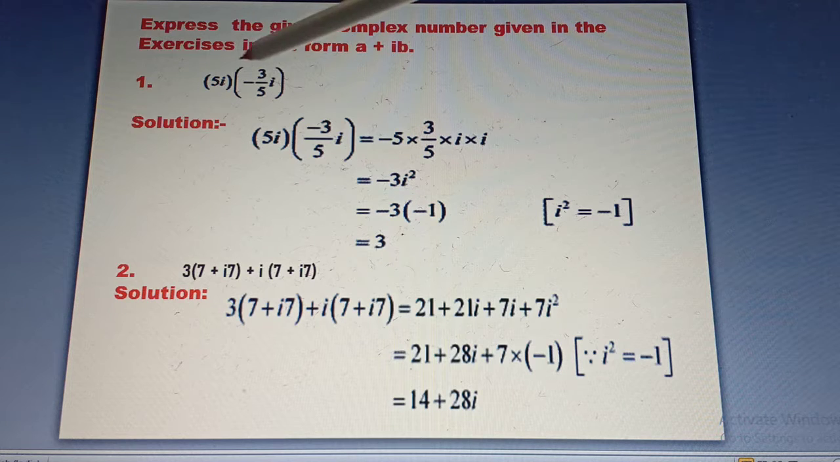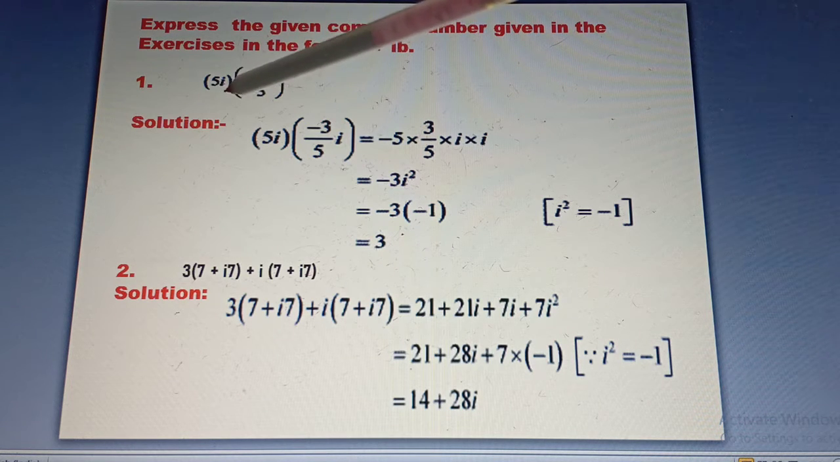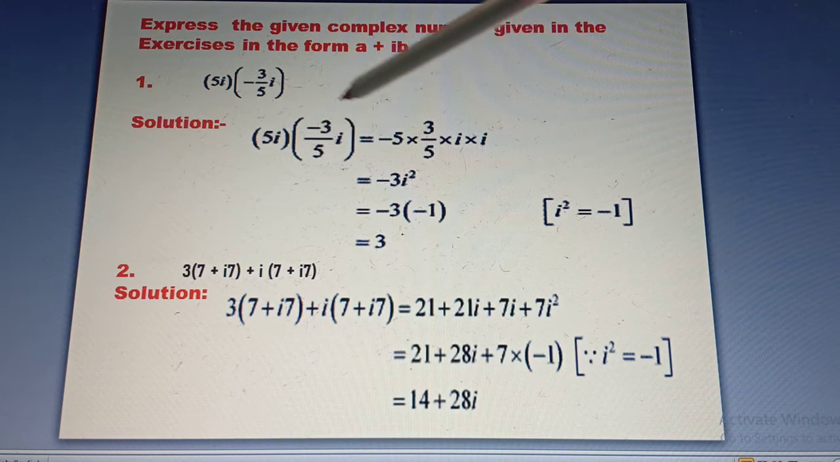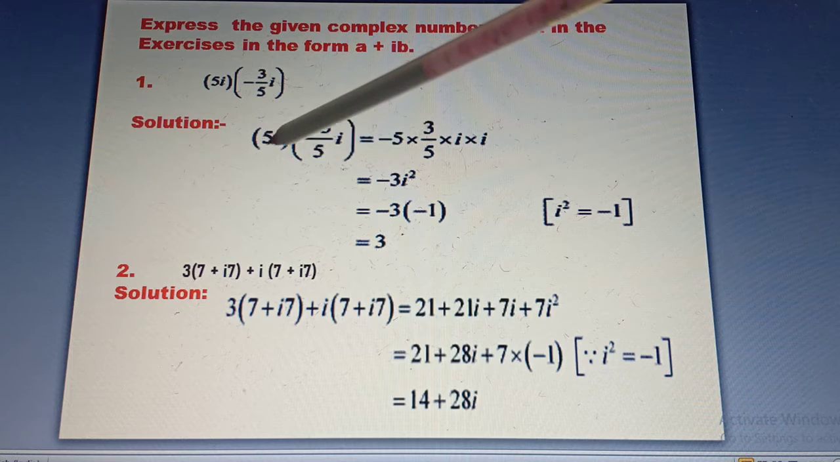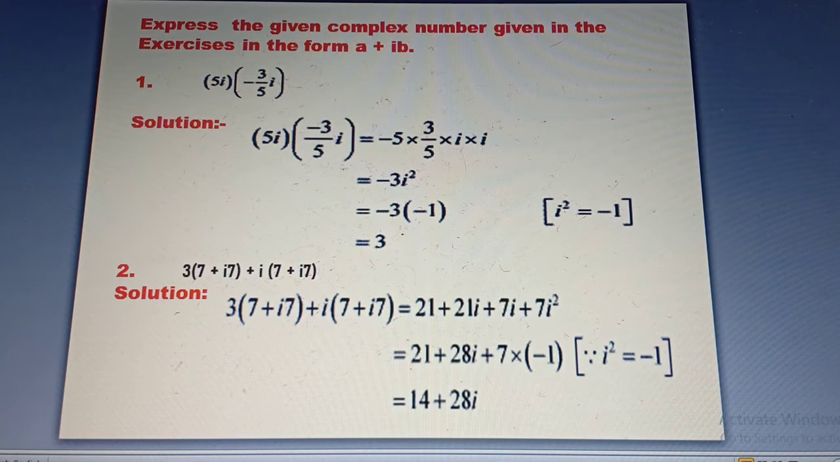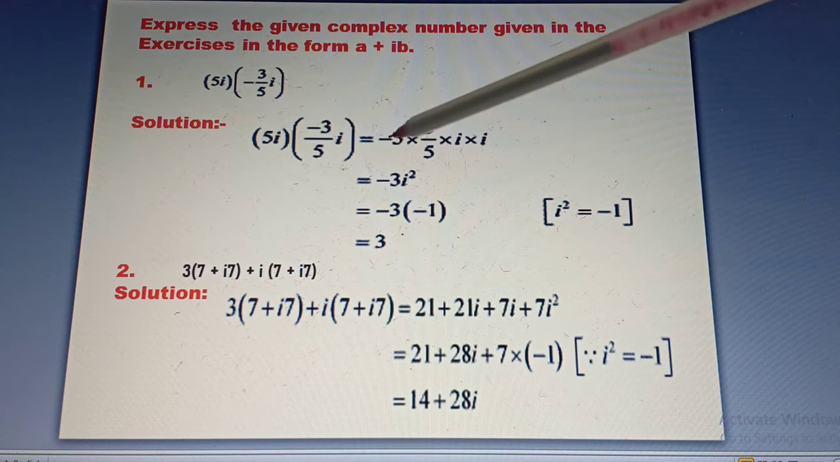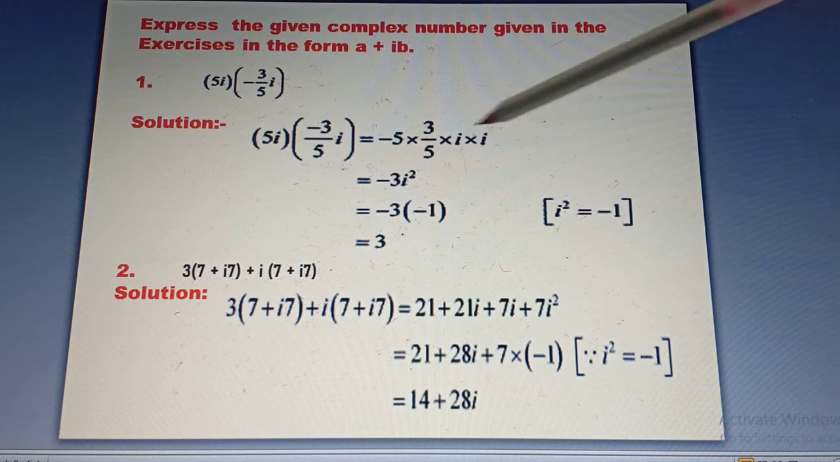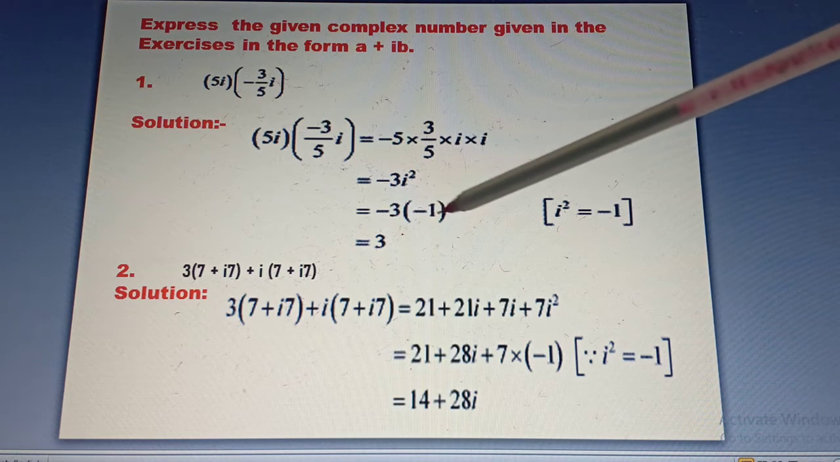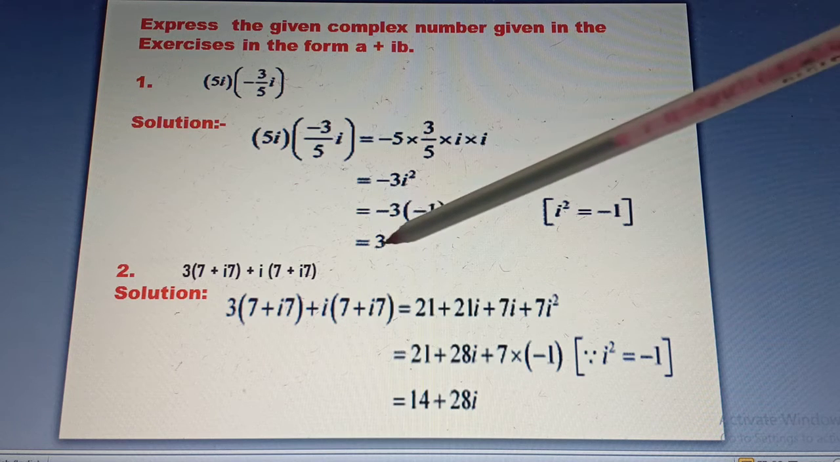The given complex number is 5i into minus 3i by 5. First we have to multiply this. If we remove the bracket, 5 into minus 3 by 5 into i into i. The 5 gets cancelled, minus 3 into i square, and i square is minus 1. So minus 3 into minus 1 is plus 3.